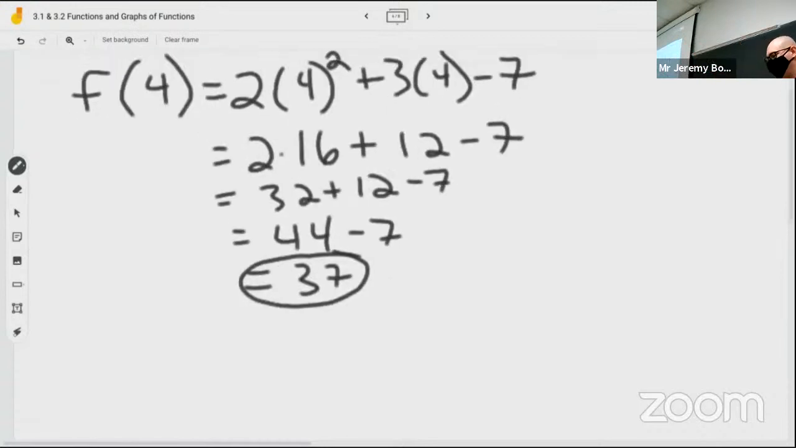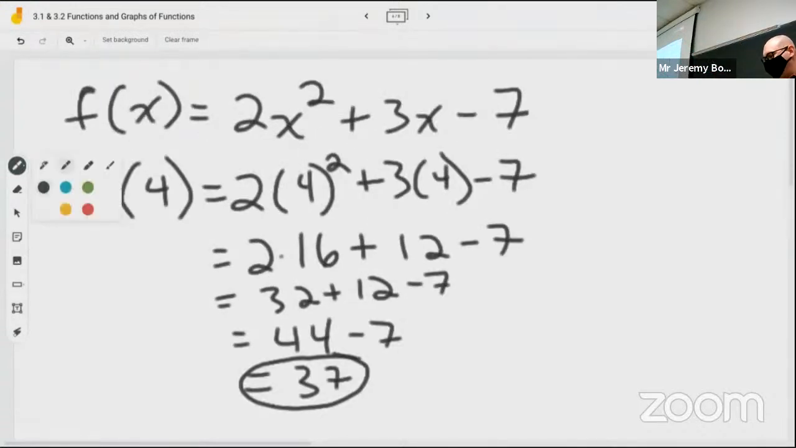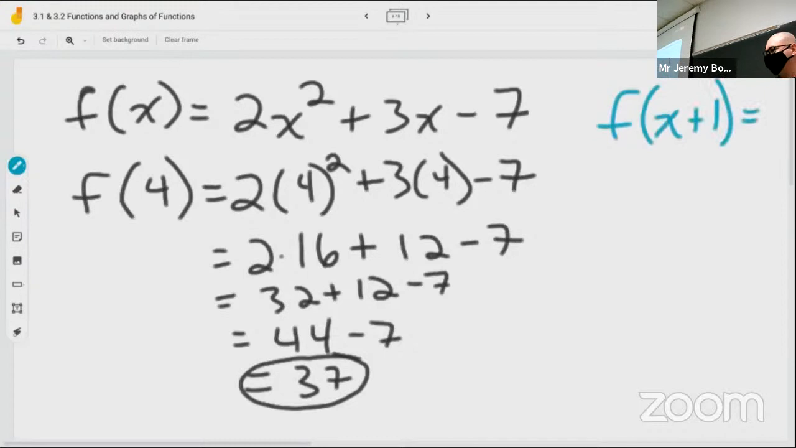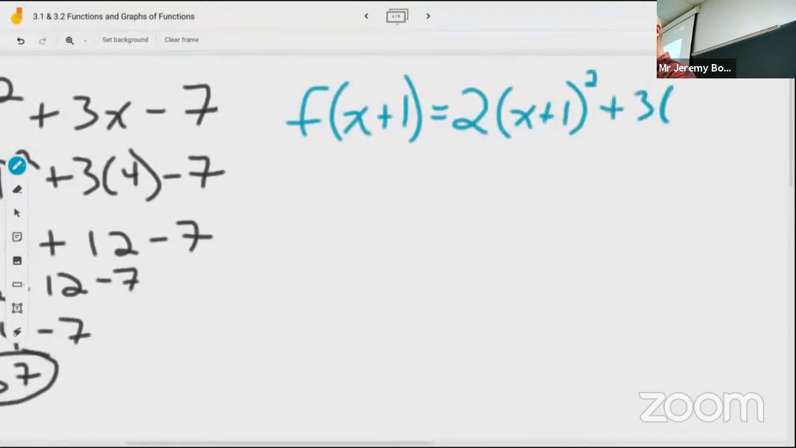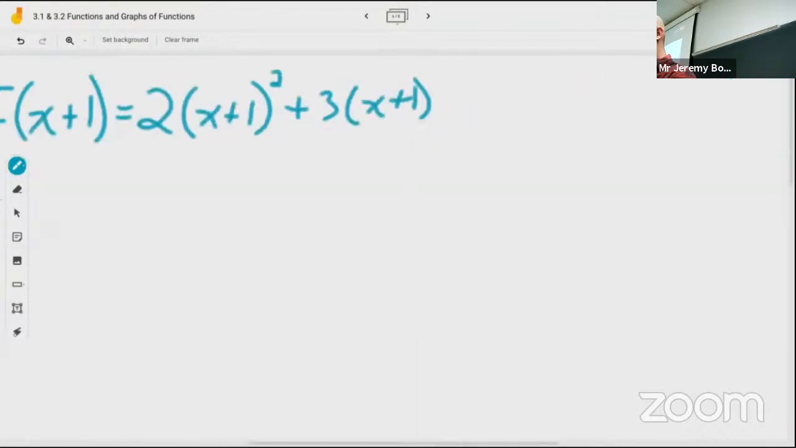Here's my question. If that's f of x, what if I want to find f of x plus 1? What am I going to do there? We're going to plug it in. And so it's going to be 2 times x plus 1 squared plus 3 times x plus 1 minus 7.